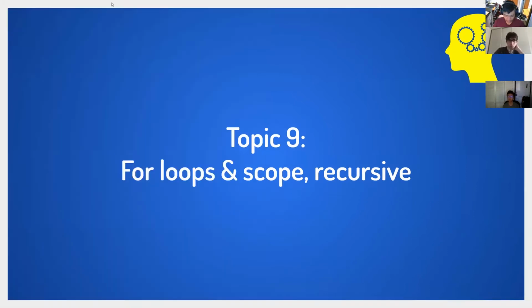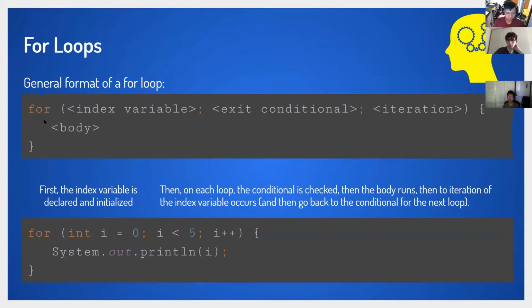All right, so let's go ahead and get started with for loops and scope and recursion. So, if you're familiar with other programming languages, you've definitely heard of the for loop before. It's pretty ubiquitous. But basically, to break down the for loop into 3 segments in Java, we first of all declare a for loop by saying for, and then we have parentheses, and inside it, we have 3 different statements. And so the first statement is always going to be your index variable, or what variable you want to declare and initialize at the beginning of the loop.